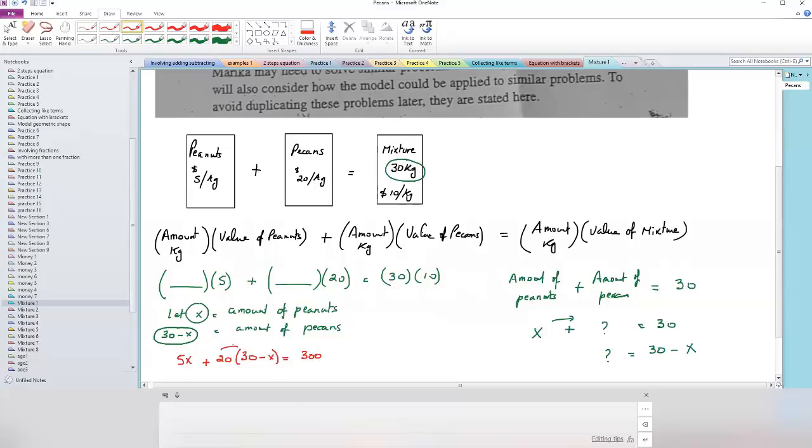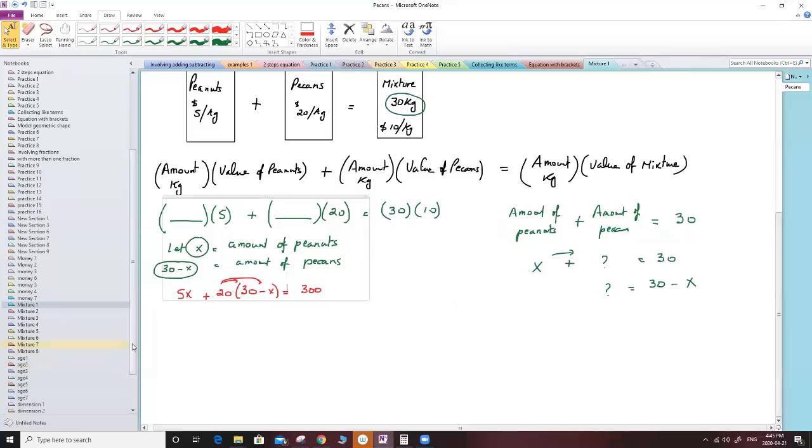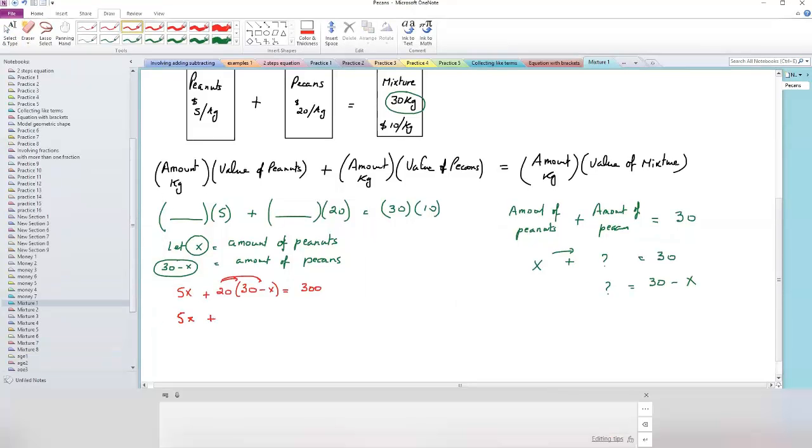So now I can use the distributive property to solve this equation. I'm going to say 5x plus 20 times 30, 600, minus 20x equals 300. Now let's see here. I have negative x and positive x. When I combine them, I need to make sure that it's negative 15x. I can transfer the 600 to the other side as negative 600 plus 300. So in general, it's going to be negative 15x equals negative 300.